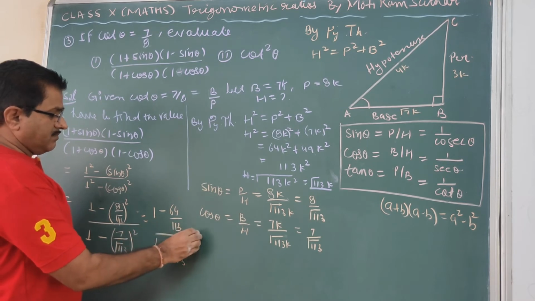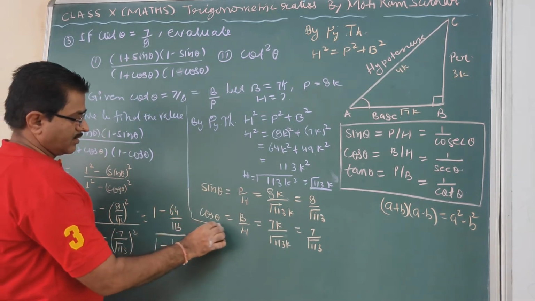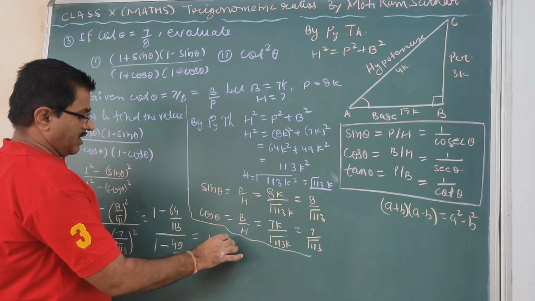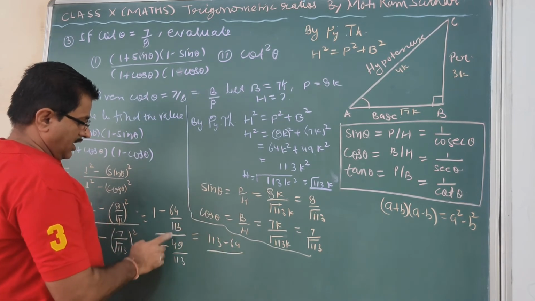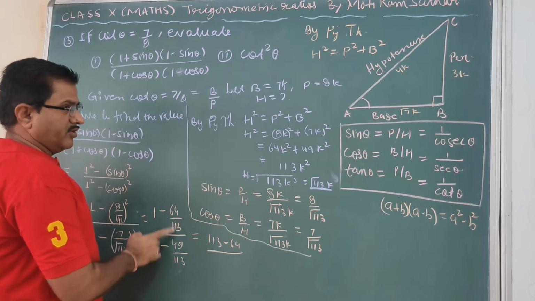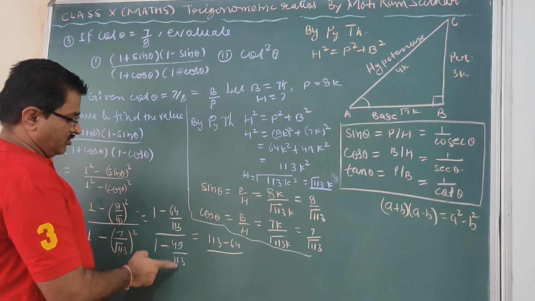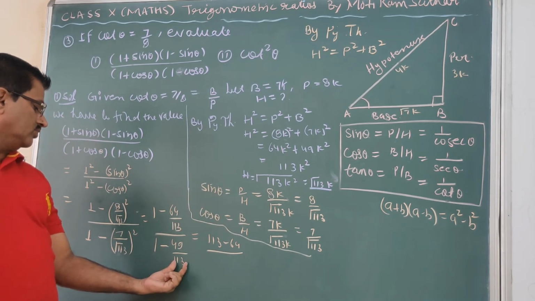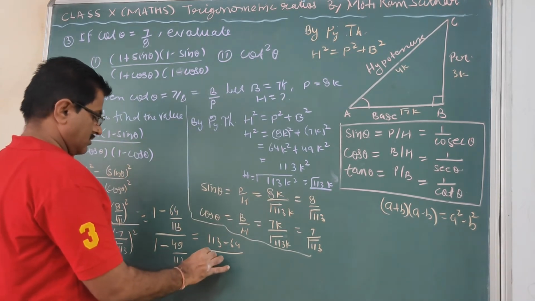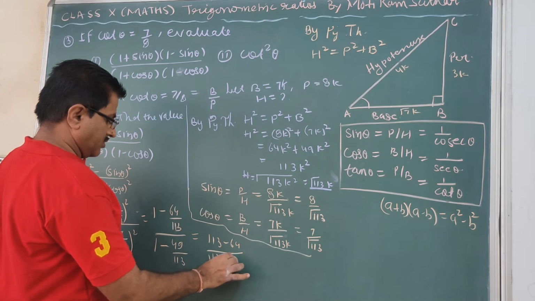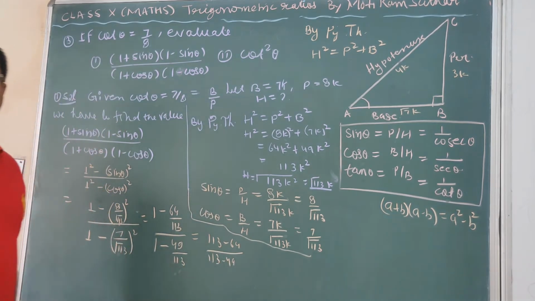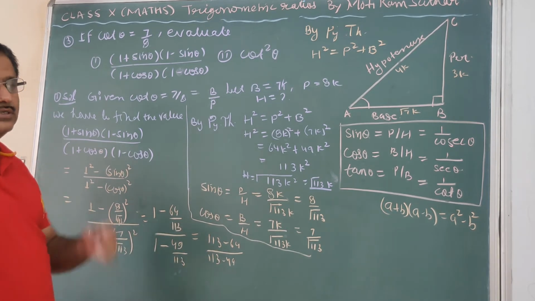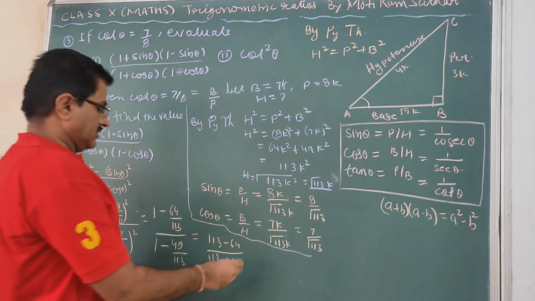Now take LCM. So this is 113 minus 64 over 113, and 113 minus 49 over 113. The LCM in both numerator and denominator will cancel out, so I am not writing it here. So cross multiplying, 113 minus 49. Now you can separate this and you get the answer.